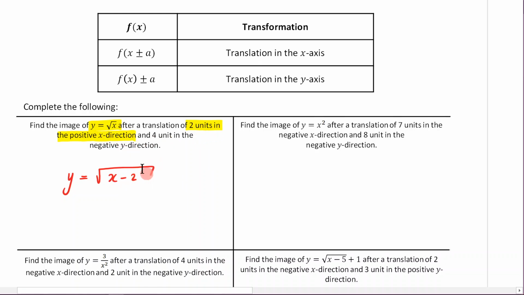And then the second part of this question says 4 units in the negative y direction. Now this is much easier. All you have to do here is minus 4 to the function itself. So that right there is our first answer.